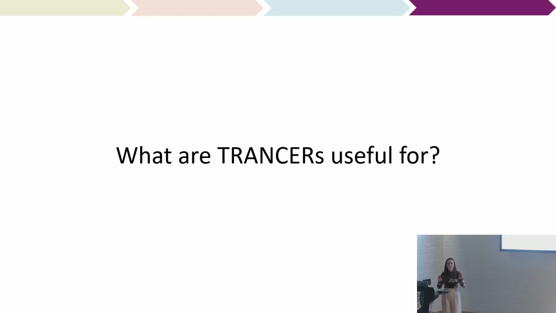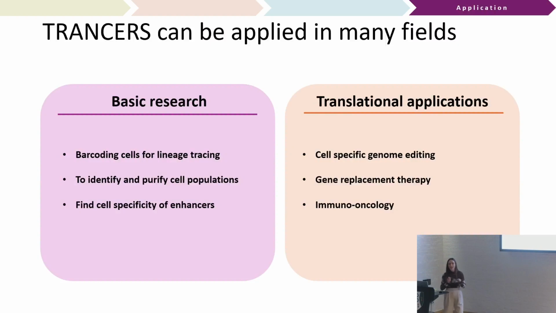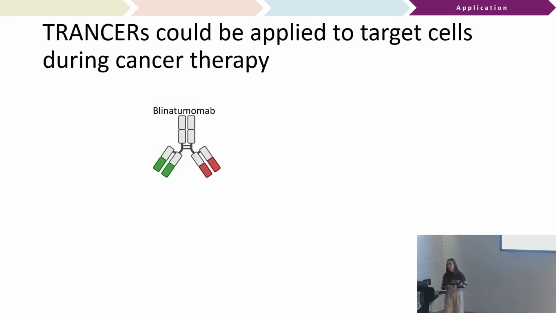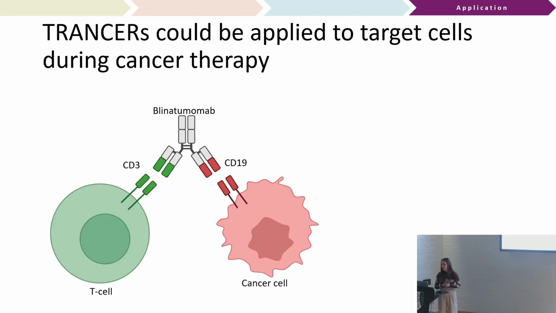I've been hinting at different applications, but actually, what this technology allows us to do is to express any gene anywhere at any time, which means that it could have potential applications ranging from basic research to more translational applications. And just to finish off my presentation, I'll be focusing on how I've done proof of concept data in immuno-oncology research. So blinatumomab is a bispecific antibody that binds CD3 receptors in the cell surface of T cells and CD19 receptors in the cell surface of cancer cells.